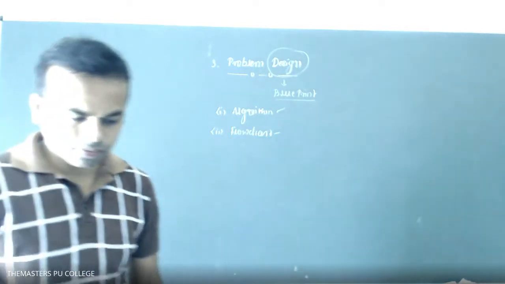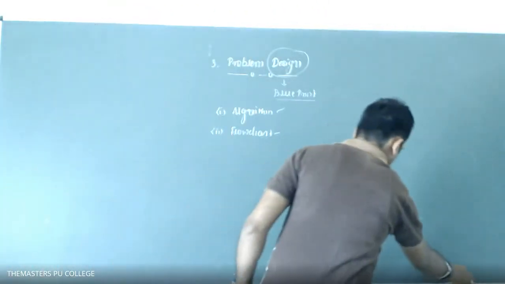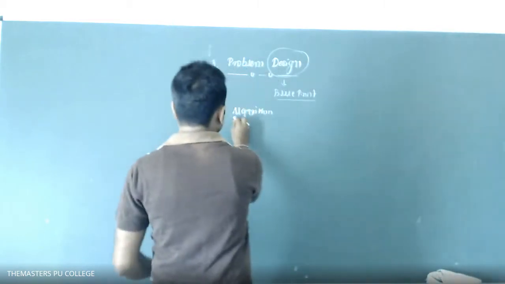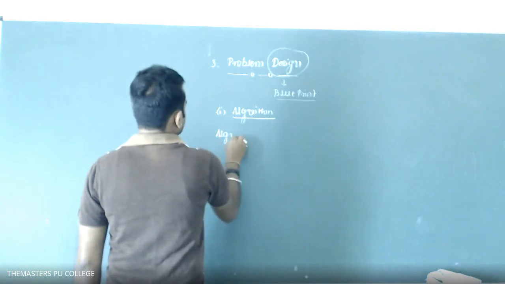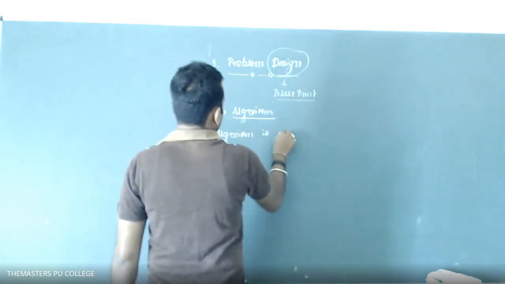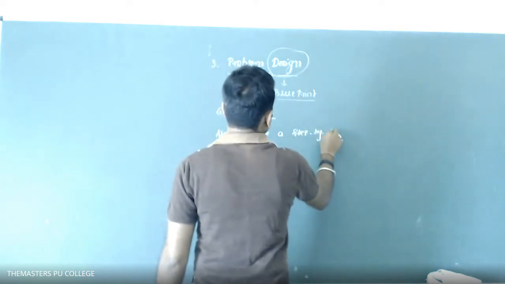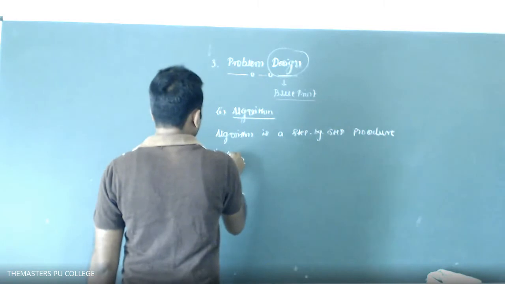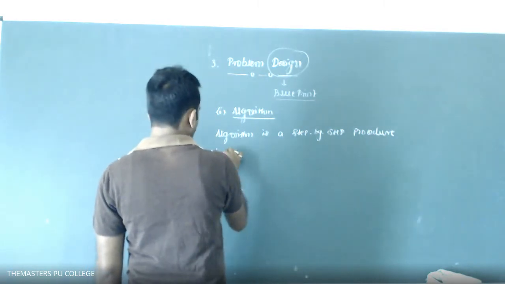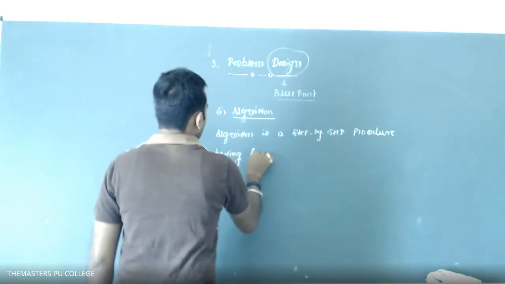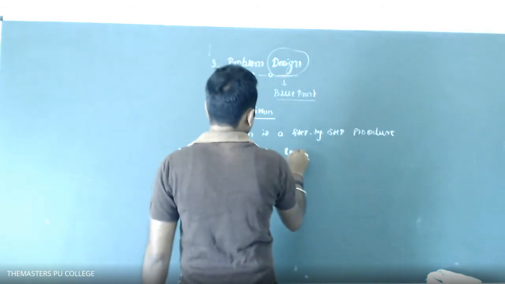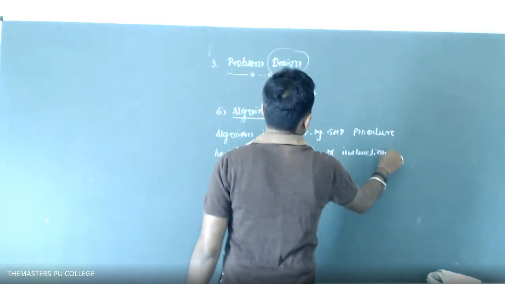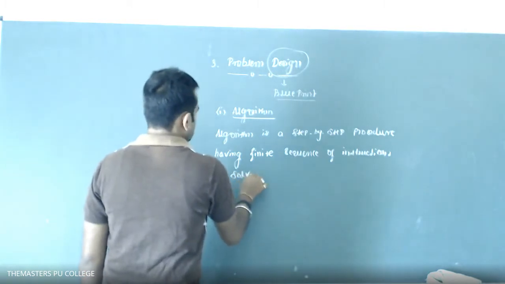Okay, so first you take algorithm. Algorithm is a step-by-step procedure having a finite sequence of instructions to solve certain problems.